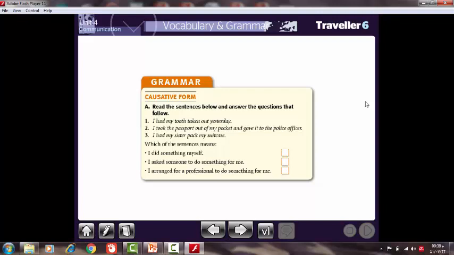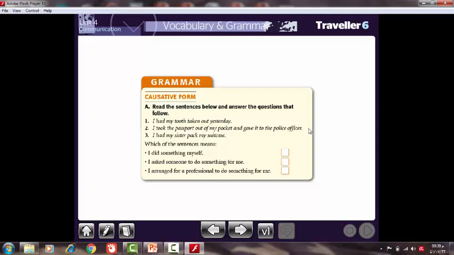Which of the sentences means: I did something myself? I asked someone to do something for me. I arranged for a professional to do something for me.